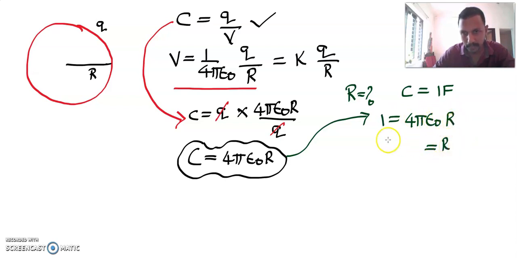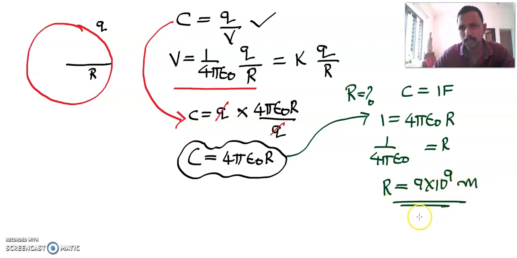That means R is equal to 1 by 4 pi epsilon 0. Can you recall the value of 1 by 4 pi epsilon 0? It was taught in the first chapter. The value of 1 by 4 pi epsilon 0 is 9 into 10 raised to 9. That means the radius of the spherical conductor will be 9 into 10 raised to 9 meters.